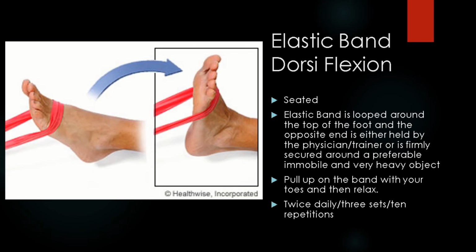And then the opposite muscle action, you're going to do dorsiflexion with the elastic band. This one you're also going to do seated. In this particular photo, the elastic band is looped around the top of the foot, and the opposite end is either held by the physician or trainer or is firmly secured around a preferably immobile and very heavy object. You're going to pull up on the band with your toes and then relax. Same prescription here, twice daily for 3 sets of 10 repetitions.